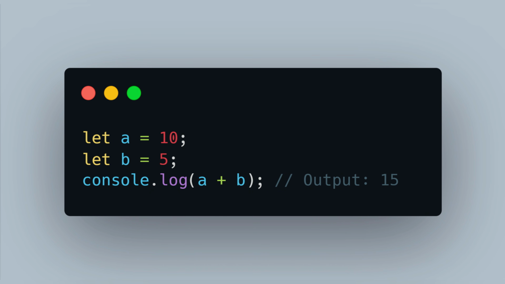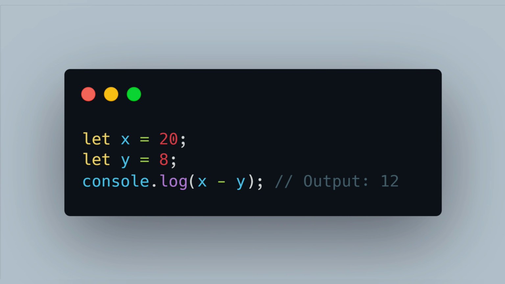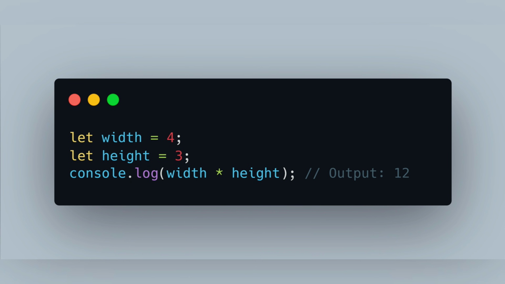Let's start with addition. It's as simple as adding two numbers. Here, we added 10 plus 5 and JavaScript printed 15. Easy, right? Next up, subtraction works the same way, but it subtracts numbers. We start with 20, subtract 8 and get 12. Simple. Time for multiplication, used to multiply numbers together.